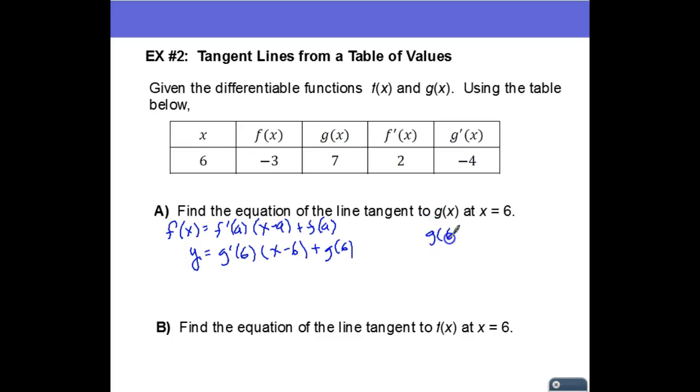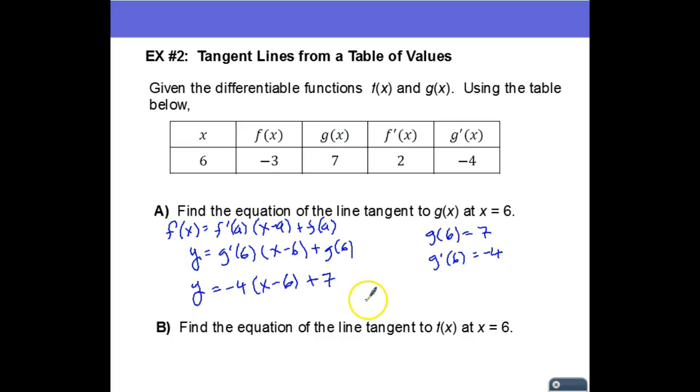So let's see, g of 6 is, from the table, x is 6, g of 6 is going to be 7, and g prime of 6, again from the table for x equals 6, g prime of 6 is negative 4. Now we can substitute these values into our tangent line equation and we will have our solution. So this is negative 4 times quantity x minus 6 plus g of 6, which is 7.